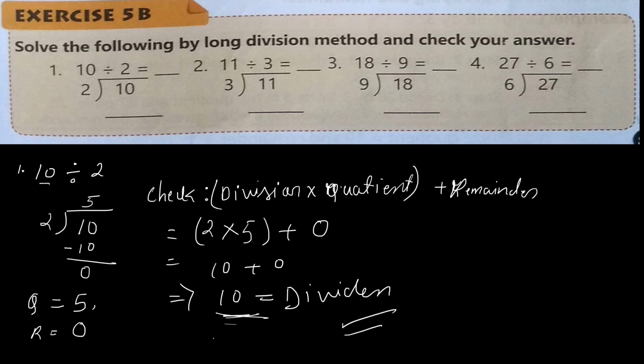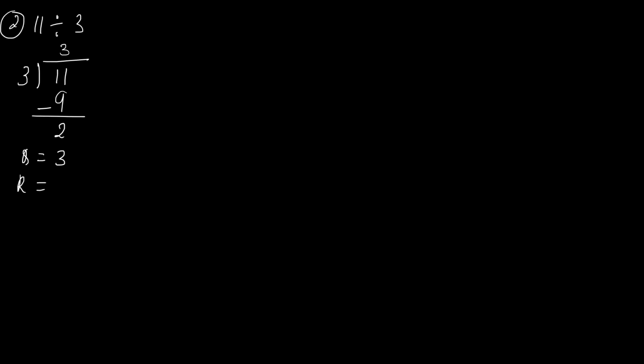Got it? Now 11 divided by 3. So let's do it. Number 2: 11 divided by 3. So long division, 11. In the table of 3 there is no 11. So now what will we do? 3 3s are 9. 11 minus 9 is 2. So your Q is equal to 3 and your R is equal to 2. So check.